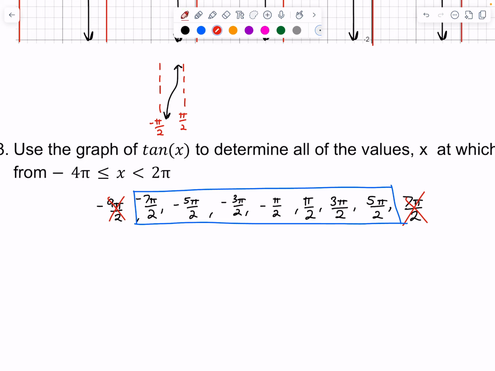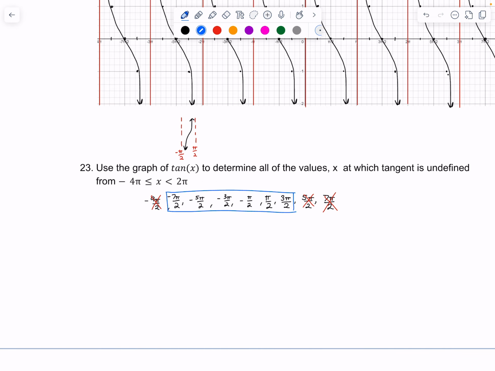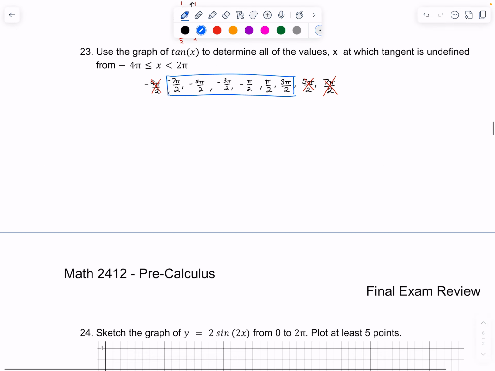I just realized 5 pi over 2 is also too big. I shouldn't have included it. Should have stopped a little sooner. 3 pi over 2 is correct, though. This is a better answer. There we go. Those are all the values at which tangent is undefined.